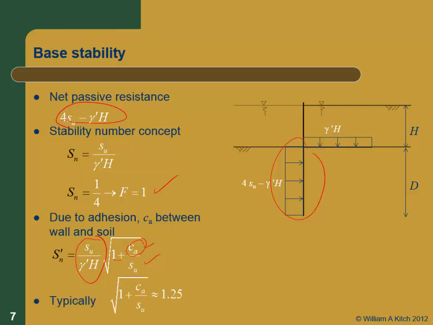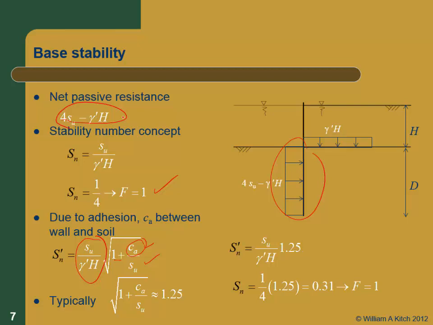Well, typically, for typical values of the ratio of the adhesion to the undrained shear strength, this number is going to come out to be around 1 1/4. That is the square root of 1 plus C_A over S_u. So we just plug that into our equation, so that means that S'_n is just going to be S_u over gamma H times 1.25.